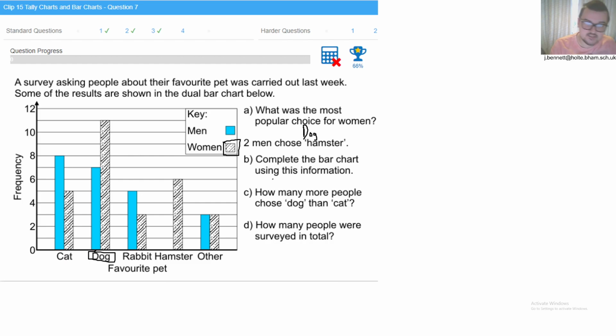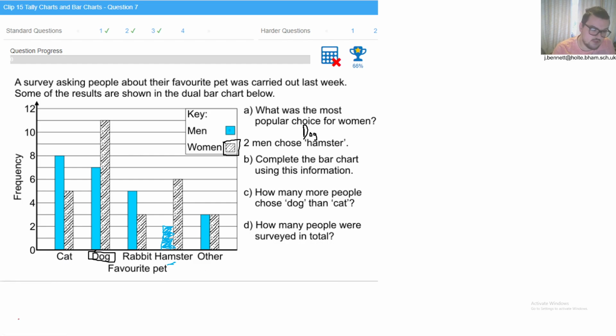2 men chose hamster. Complete the bar chart. Okay, so men is using this light blue. Do I have a light blue? I do have a light blue. So, we go to hamster, which is here. The men is in light blue. We do the bar next to hamster. We go find the 2, which is there. We do something that looks a bit like that, and then you just colour it in. I'm not going to colour it in totally because I'll be here all day, but basically something that looks like that.